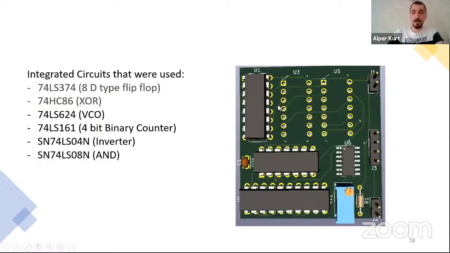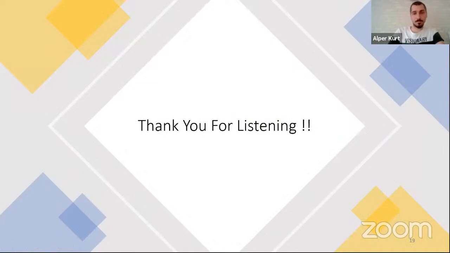So this is the final PCB version of my design. There is a protection circuit, there is a clock IC, and there are D-type flip-flop ICs and an XOR gate. And these are the integrated circuits that I use for this design. But again, the clock IC is not necessary. Maybe for a product, I don't want to use a clock IC because then everyone can apply their own clock. So this is the final version of my project, and thank you for listening to me.